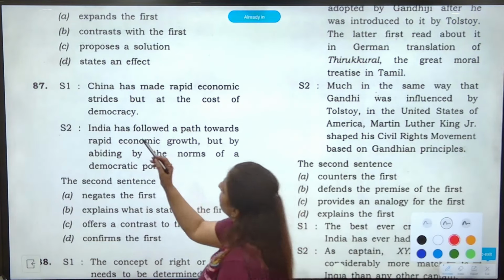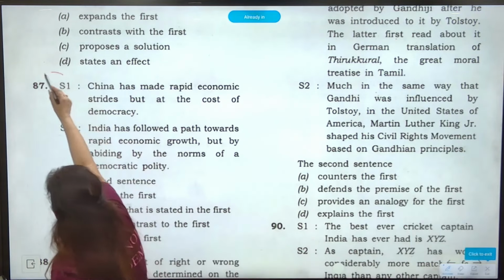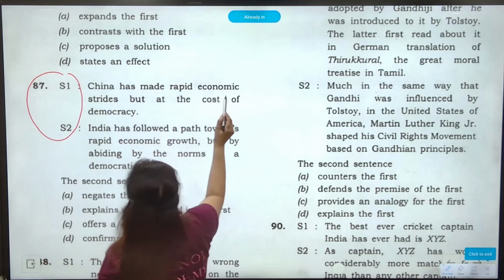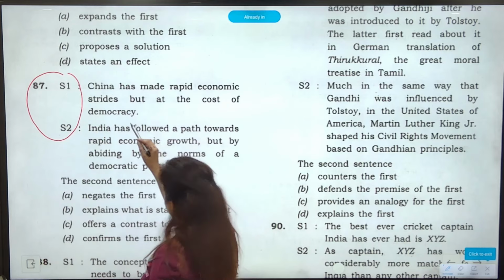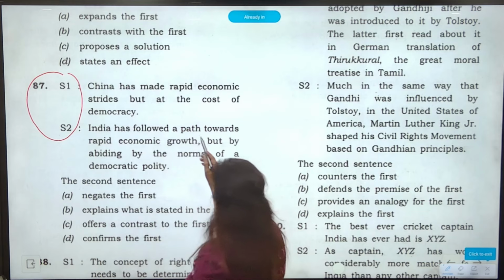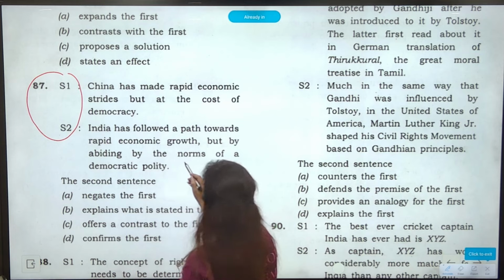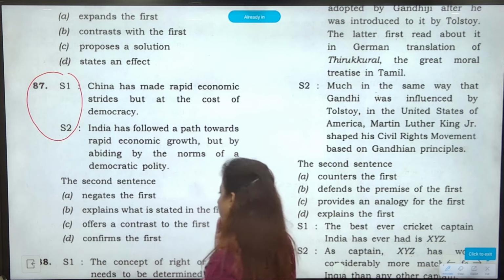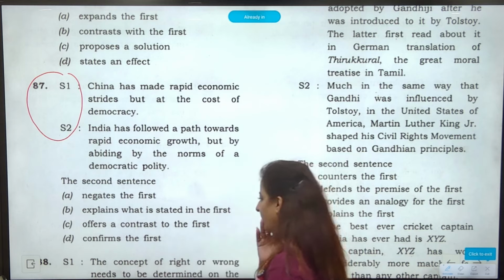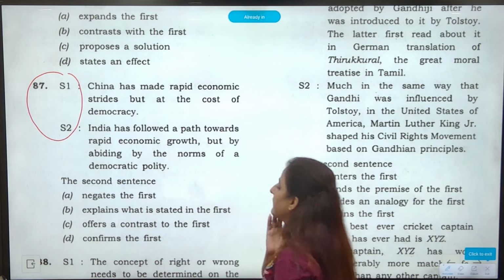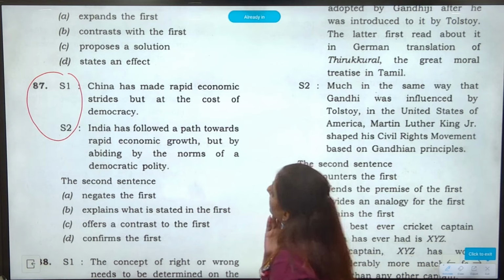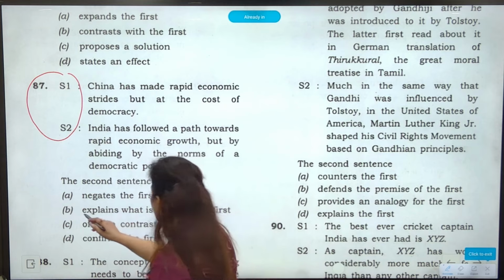All right. Question S1. China has made rapid economic strides, but at the cost of democracy. India has followed a path towards rapid economic growth, but by abiding by the norms of a democratic polity. Okay. It is not explaining what is stated in the first.